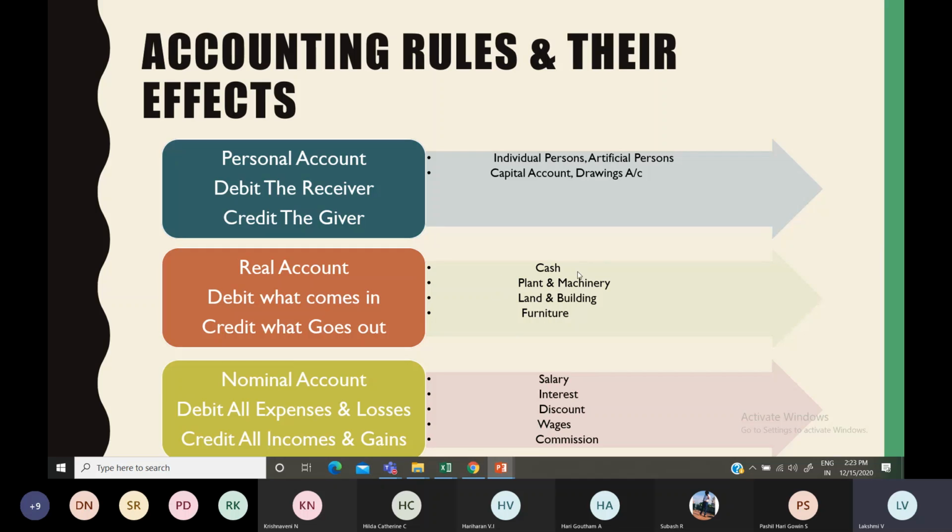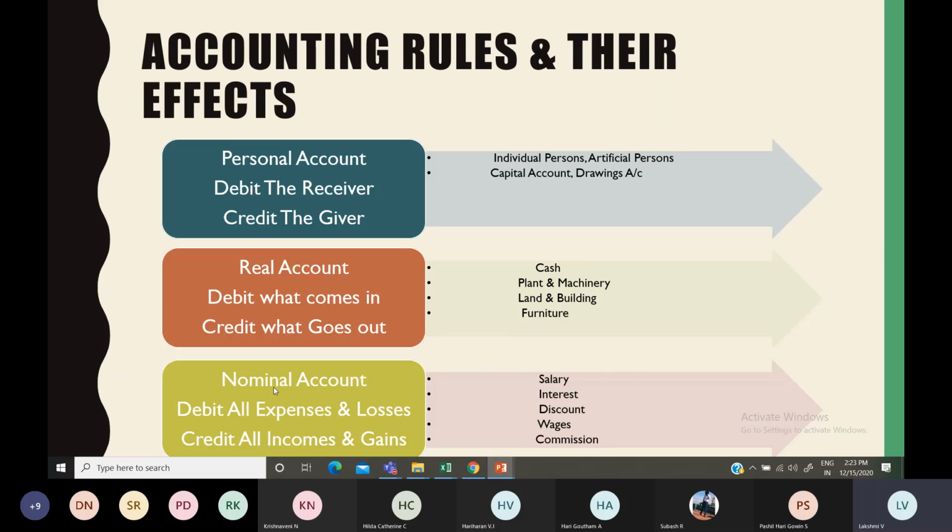If I am purchasing, plant and machinery is coming into my business, so I have to debit the plant and machinery account. In making the purchase, what is ultimately going out? Cash is going out of the business, so I have to credit cash. Similarly, whether I am making a purchase or a sale, cash is coming in or cash is going out. That you have to think over.